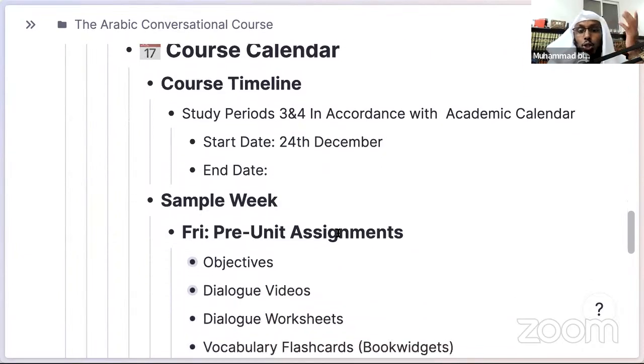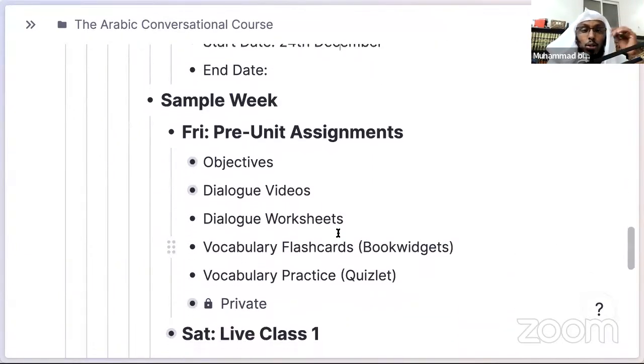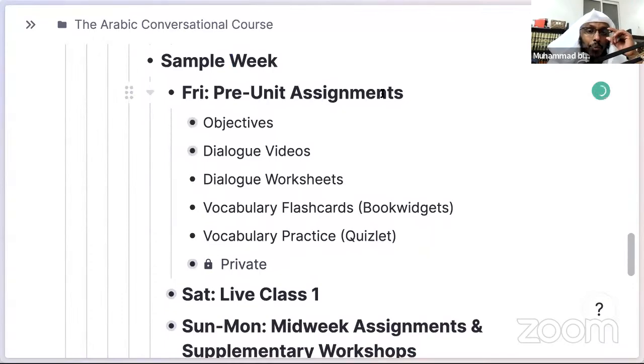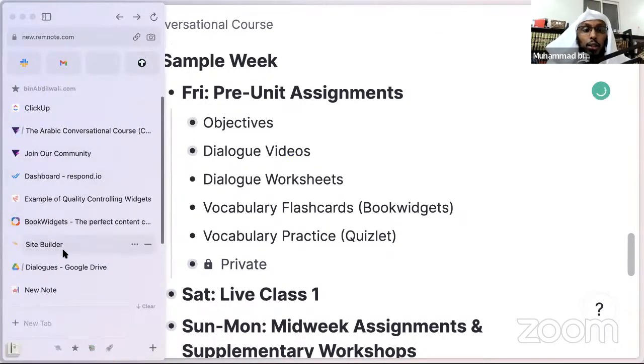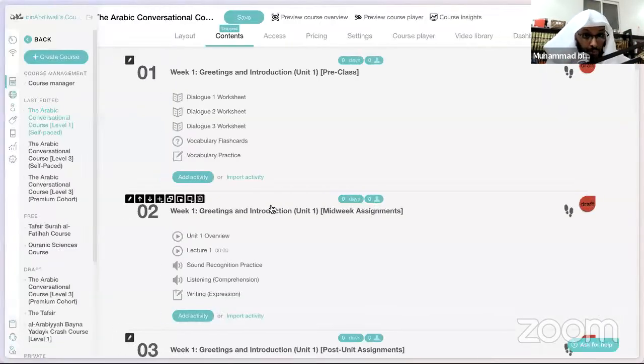So the way we do things, I'm going to show you now what the sample week looks like. A sample week looks like this. On Friday, you get your pre-unit assignments. And I'm going to show you this on the portal, actually, so you can see it for yourself what we mean by these assignments. So let's go, for example, I'm just going to show you level 1 as an example. But obviously, same thing applies to level 3 as well, inshallah. So I'm just going to show you level 1 as a sample, inshallah.